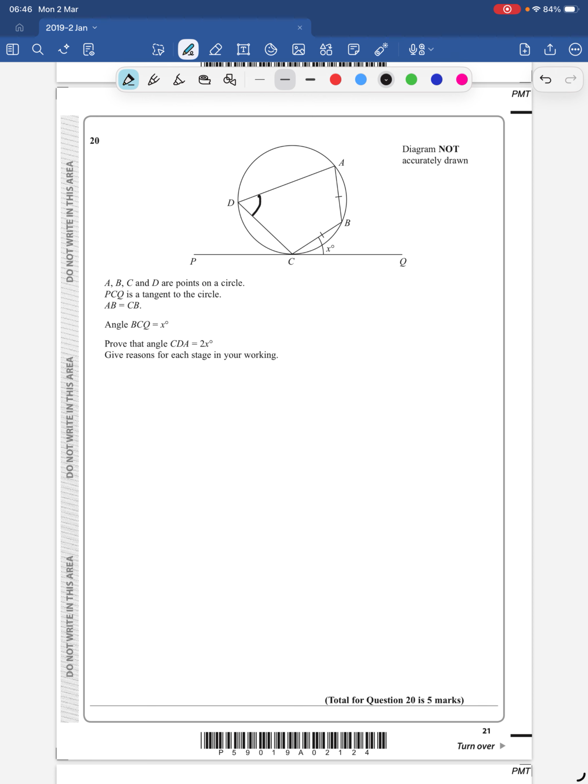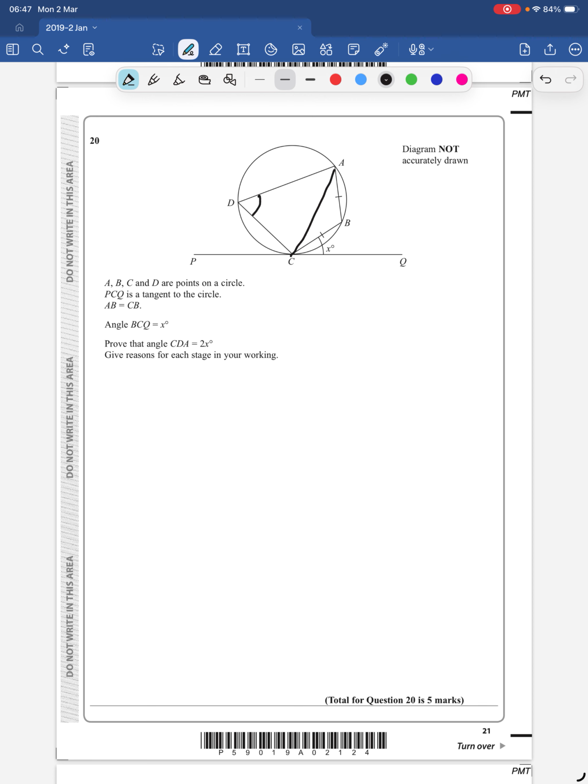got to memorize. Okay, so when I look at this, this kind of looks like alternate segment theorem to me, because we've got this tangent and we've got this shape within the circle, but hang on, it's a quadrilateral, not a triangle. But I'm pretty sure that if I were to put a line across there, then I can start using some facts of the alternate segment theorem, and I'm already actually getting a reasonable idea of how I can do this.